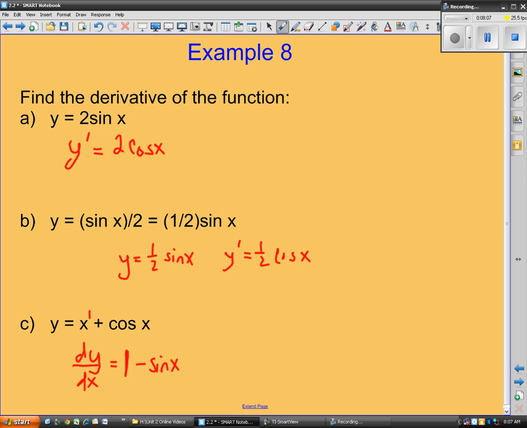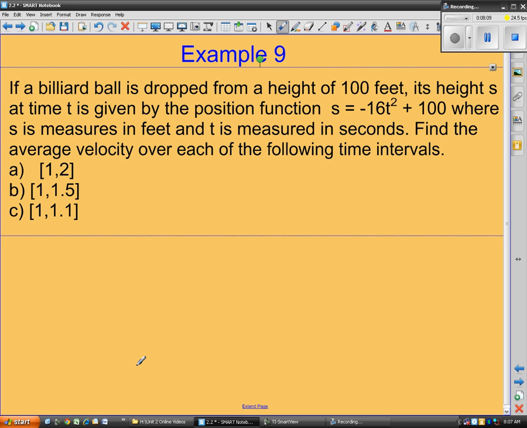So now we're going to talk about a billiard ball being dropped from a height of 100 feet in the air. And we have this function. It's 100 feet in the air and the ball's being dropped. And so remember that negative 16t squared is the acceleration due to gravity. And the key to this one that you've got to pay attention to is average velocity.